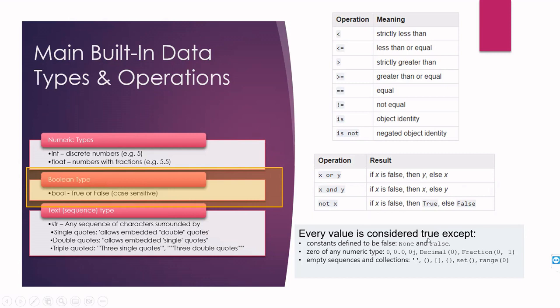All right. So the or and the and, the operands of these operations don't have to be strictly true or false. They can be other values.